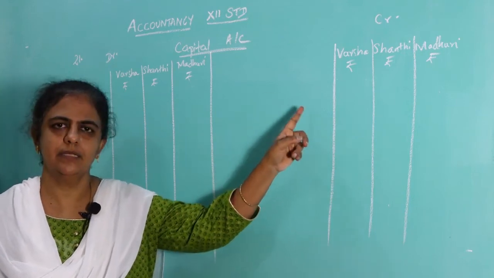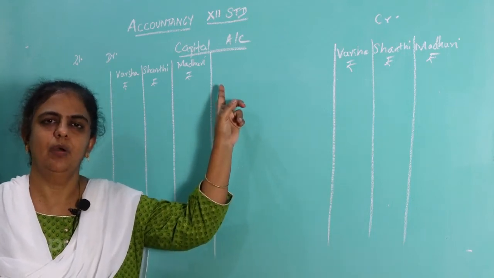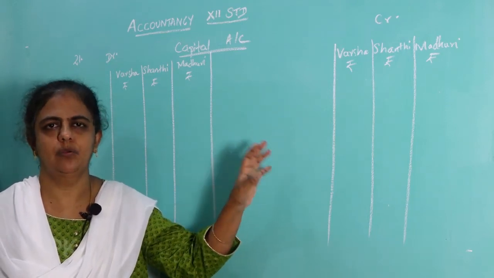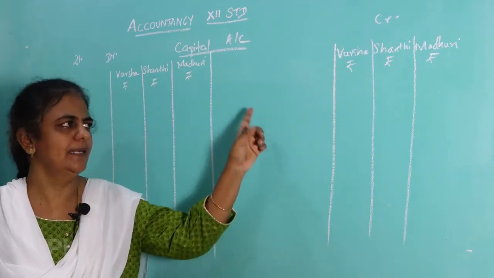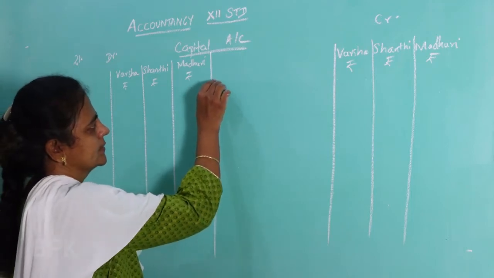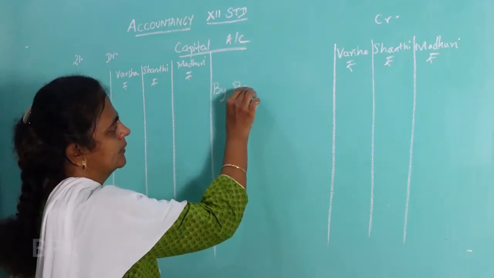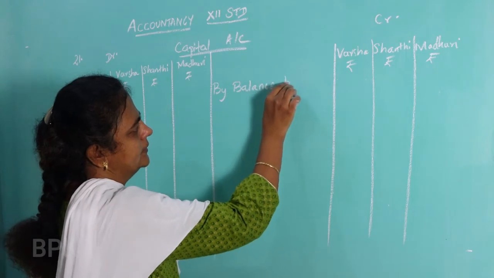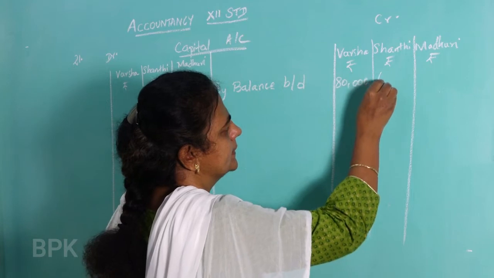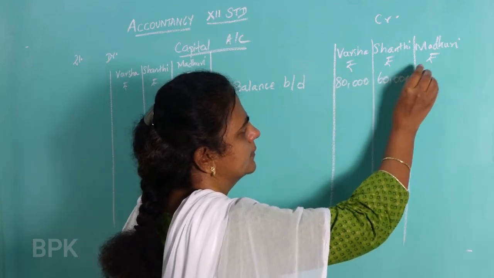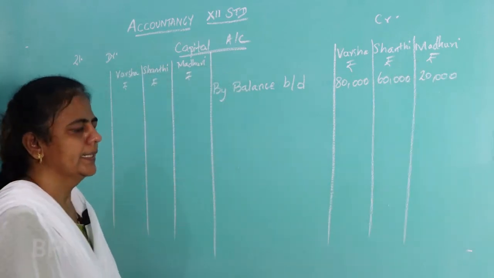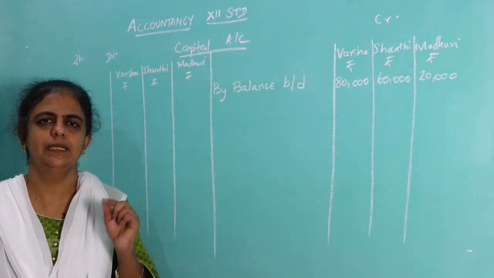Why do we put it on the credit side? Because capital account will always have credit balance. Why? Because it is a liability, and all liabilities will always have what balance? Credit balance. So bring down the opening balance to the credit side. Okay, so you have to write like this: by balance brought down 80,000, 60,000 and 20,000.